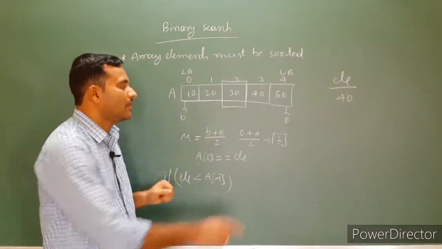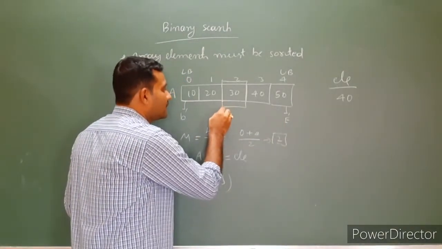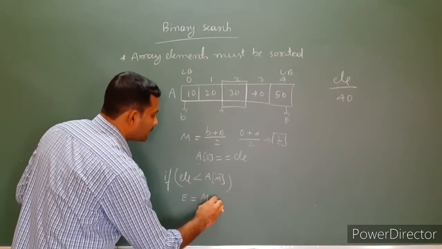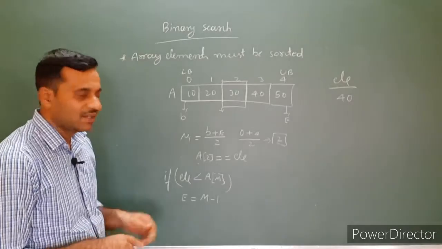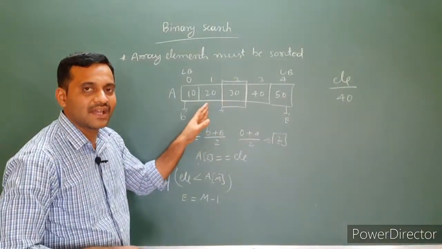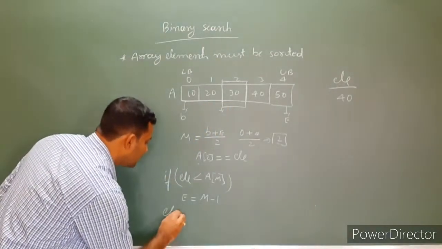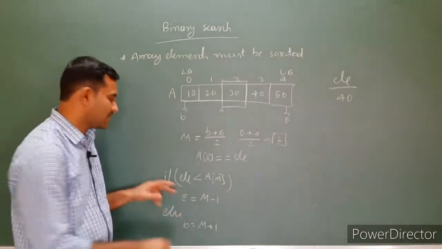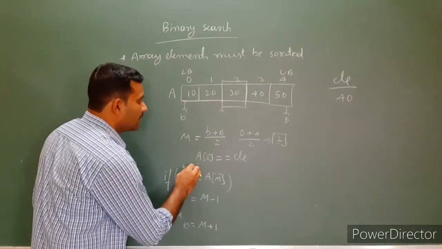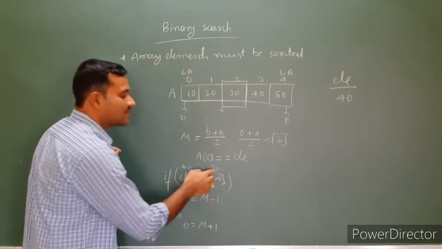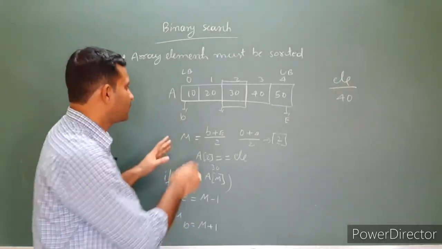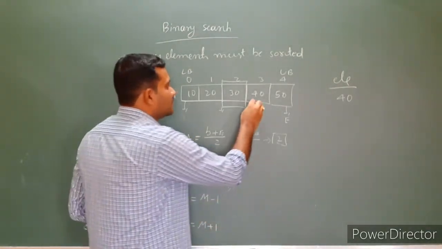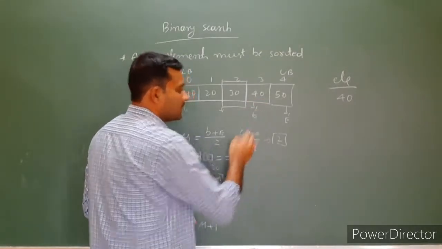If it is less, we have to modify the end, which is equal to mid minus 1. When the searching element is less than the middle element, we modify the end; else we have to modify the beginning by mid plus 1. See, here the searching element is 40, the middle element is 30, 40 less than 30 is a false condition. So we have to modify the beginning. How to modify? Middle element plus 1. So mid plus 1 is the new beginning.